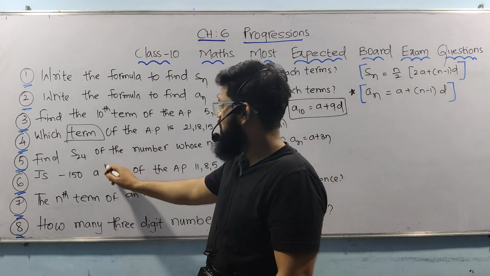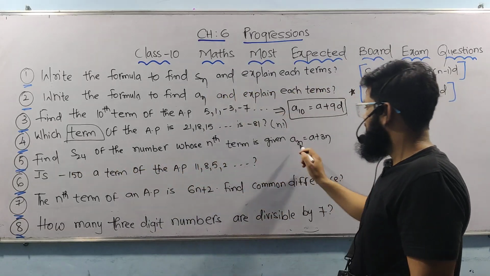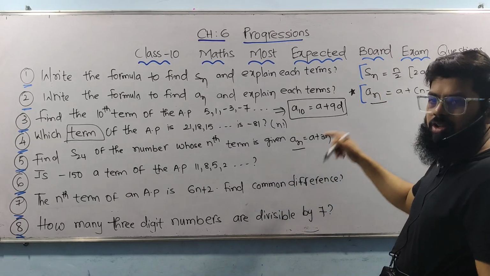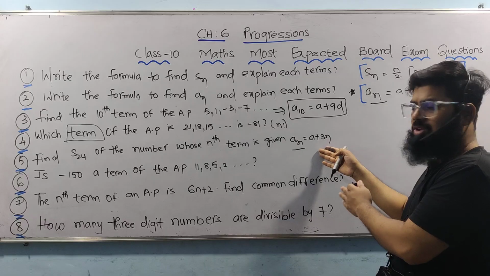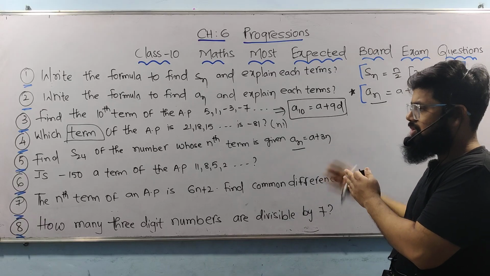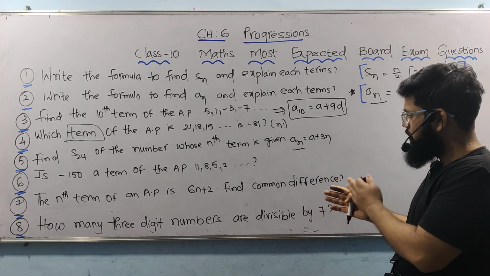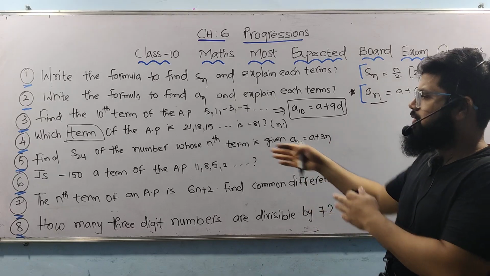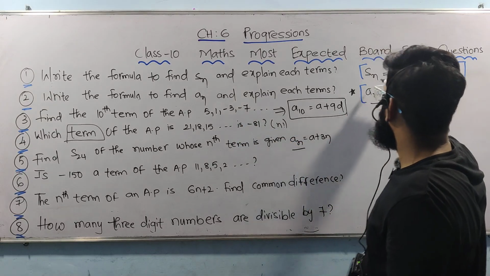Then: find the S24 of the AP whose nth term is given. Nth term, general term, last term are the same. So they have given this one. First from this, you find the first term, second term, third term. With the help of that, first you find the values of a and d. Then afterwards you can find S24 by using the formula.